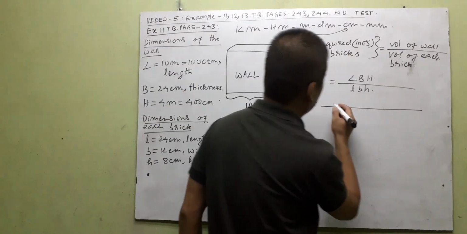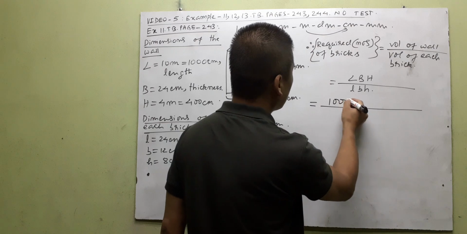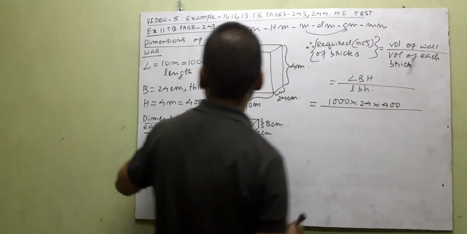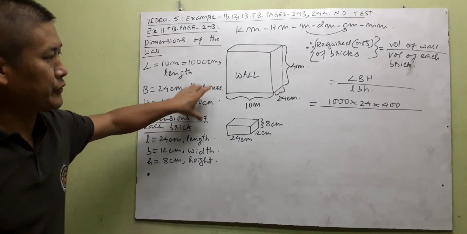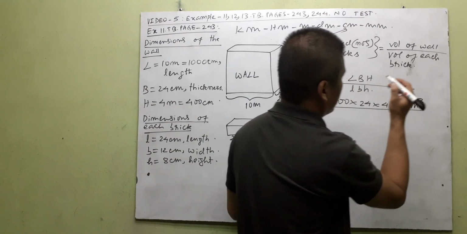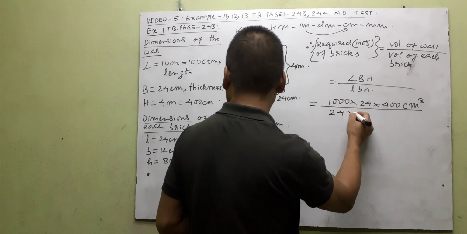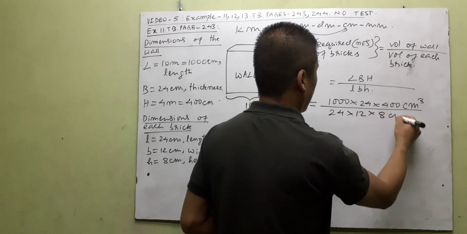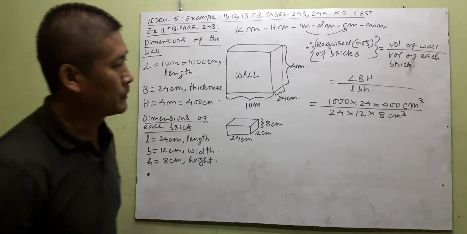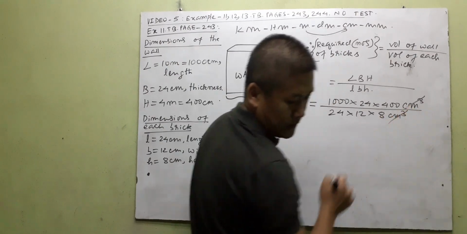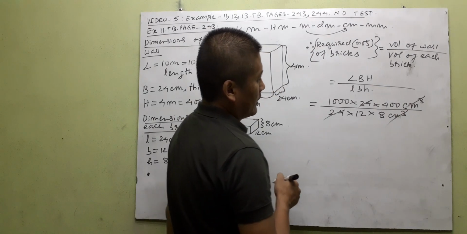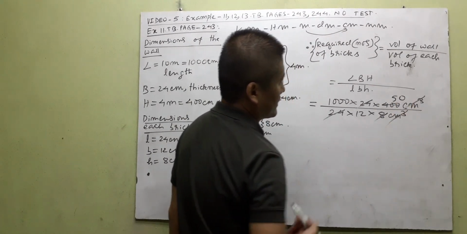So it's just a matter of calculating it. This will be 1000 into 24 into 400. We need to use centimeter so it will match up with the brick. Volume is 3-dimensional, so centimeter cube. Small LBH is 24 into 12 into 8, again centimeter cube. We can cancel centimeter cube and centimeter cube. Then 24 and 24 can cancel. Then 8 5s are 40, 0 can cancel.